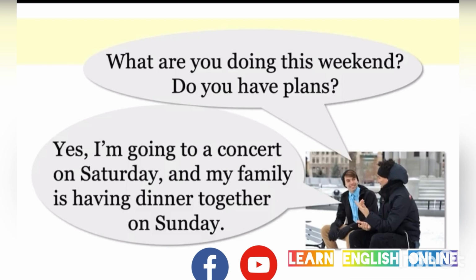These sentences he uses to answer are in the present progressive. I'm going to a concert. My family is having dinner. But he uses Saturday and Sunday to show that these are his plans for the weekend.